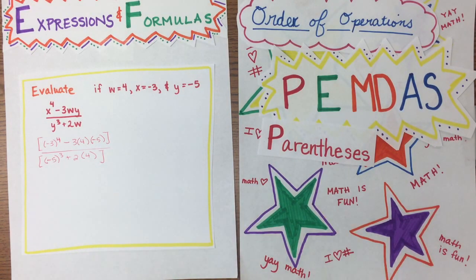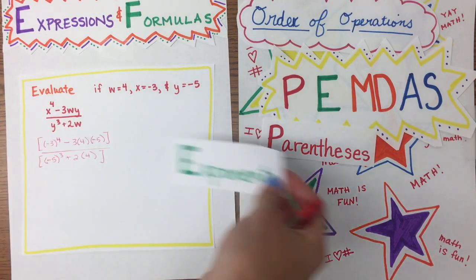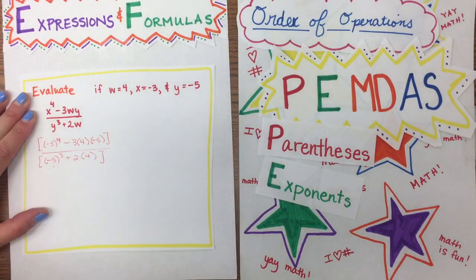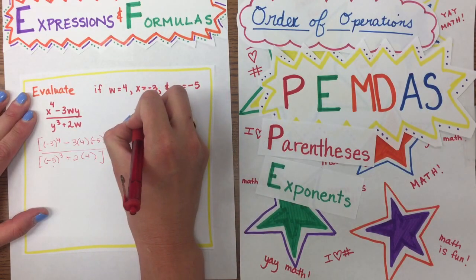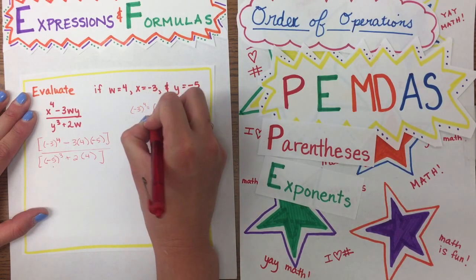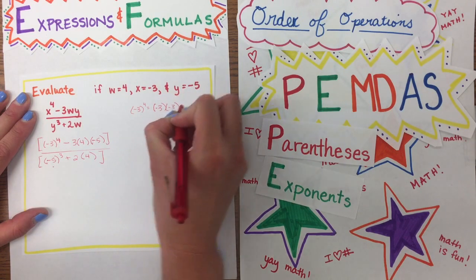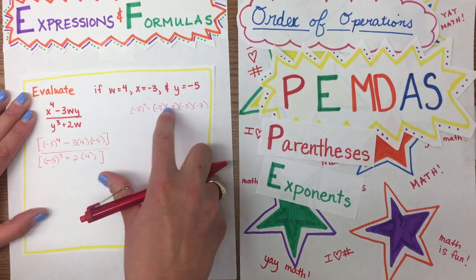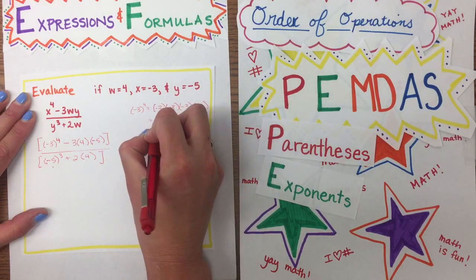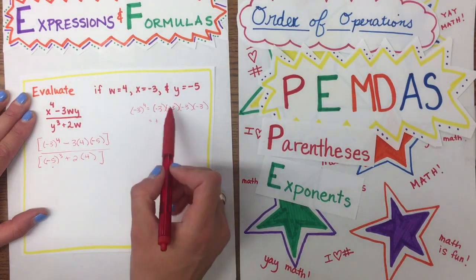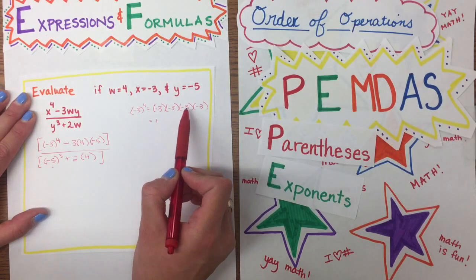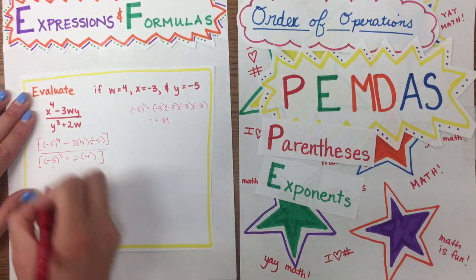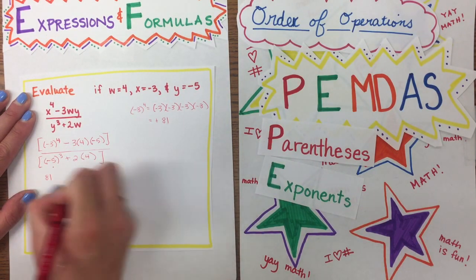So within there, I don't have any other parentheses, so I'm going to look at exponents. I have -3 to the 4th and -5 cubed. So -3 to the 4th is -3 times -3 times -3 times -3. There's 1, 2, 3, 4 negatives, which is going to make this a positive number. 3 times 3 is 9, times 3 is 27, times 3 is 81. So -3 to the 4th I can replace with 81.